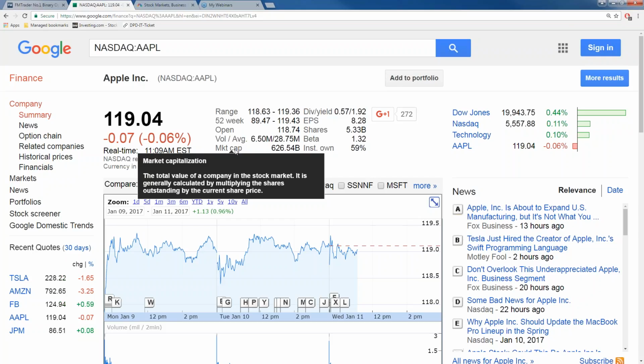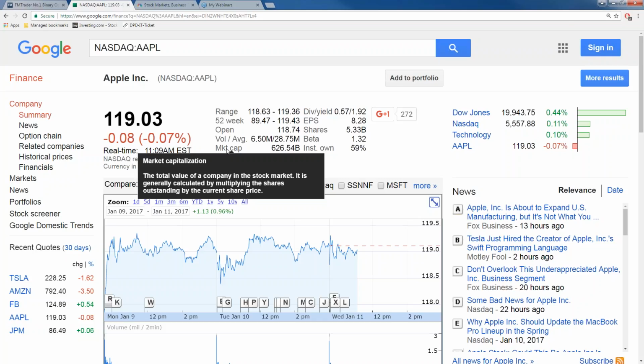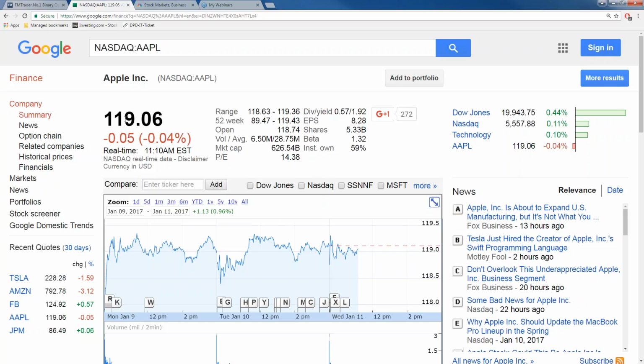So the total value of a company, I'm just reading from here, is its value in the stock market. This is how much, in this case, Apple is worth. It is generally calculated by multiplying the shares outstanding, how many shares they have, which in this case is 5.33 billion shares, by the current share price. If I take 119, the share price, and multiply by the number of shares outstanding, 5.33 billion, I get what Apple is worth, which is around $626 billion. All right, that's clear?